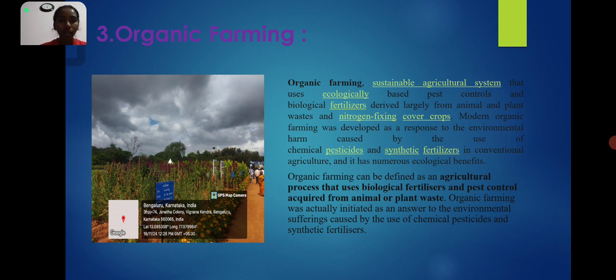Looking into the third part, organic farming. As a part of organic farming, we visited Krishi Mela held at GKVK to learn more about organic farming, which was grown there and taken as an initiative to educate the local people.